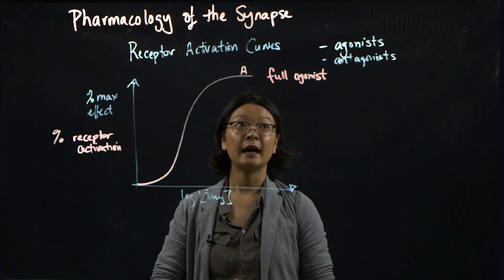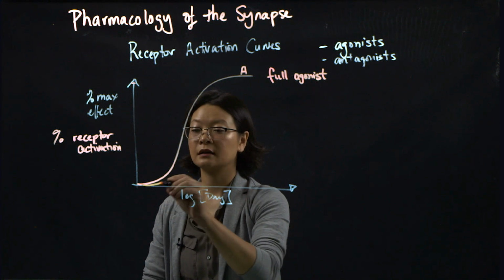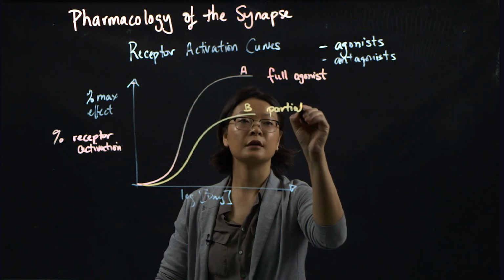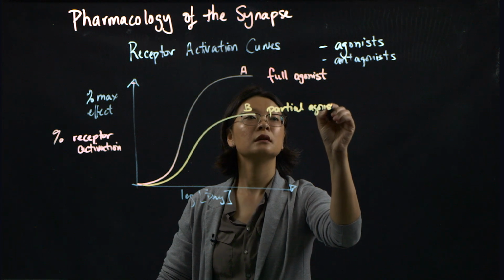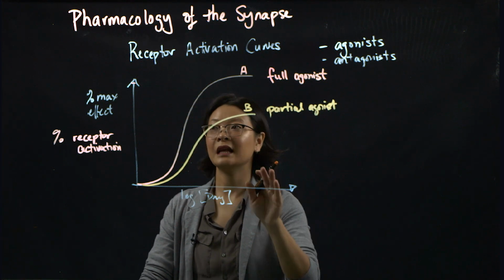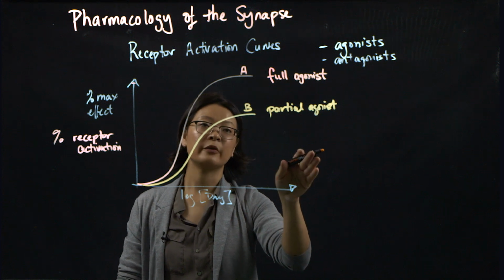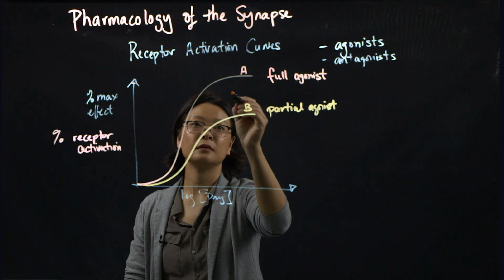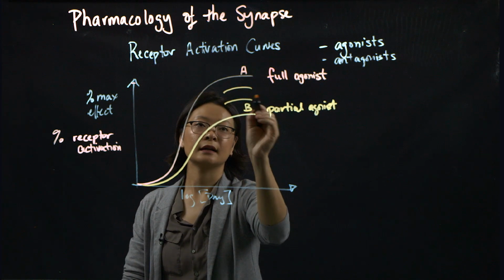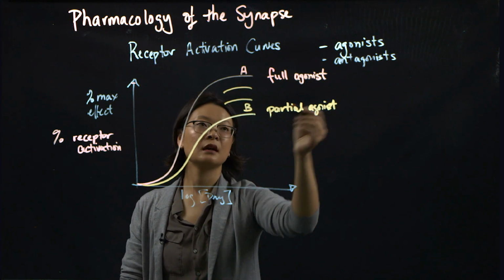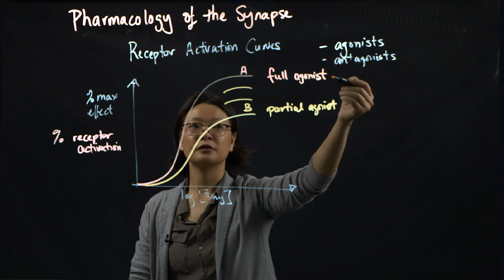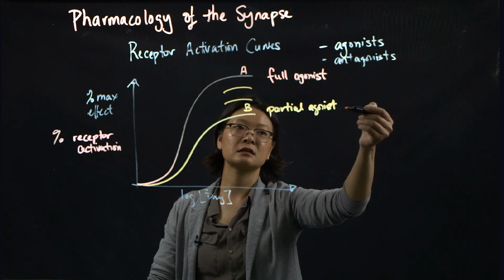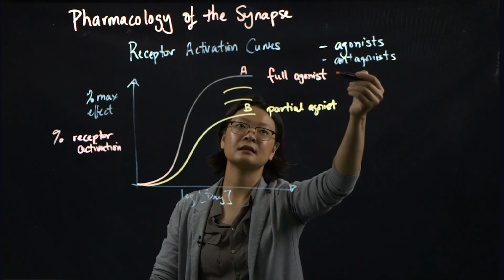In contrast to full agonists, partial agonists, this is a partial agonist, produces less than maximum effect. And it can be anywhere less than a maximum effect. So the partial agonist can come up to here and come up to here, or be around 50%. Full agonist refers to drugs that produce maximum or full receptor activation. Partial agonists, any drugs that produce less than maximum activation.